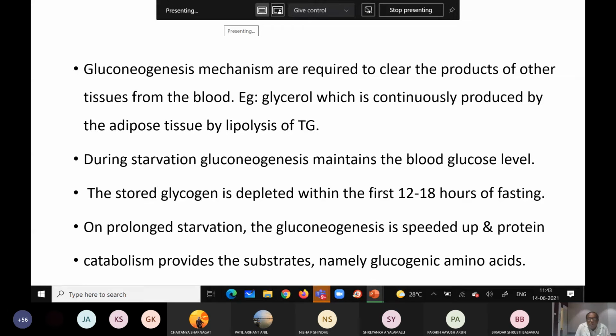It converts that into glucose and supplies it to the body. However, during a longer period of prolonged starvation, it is speeded up: apart from glycogen as the source, it turns to protein catabolism and takes the help of glucogenic amino acids. Their breakdown takes place and glucose is formed and supplied to the erythrocytes and the brain. It will be supplied with glucose only.